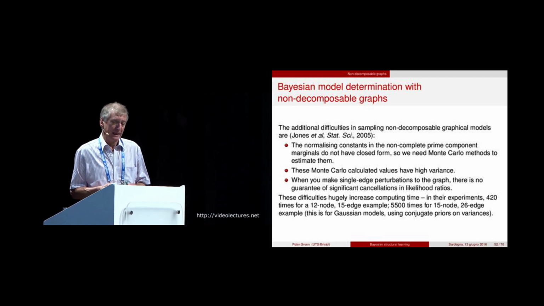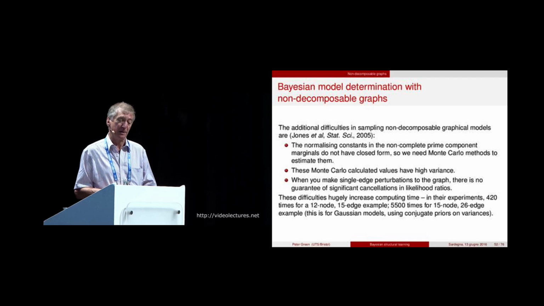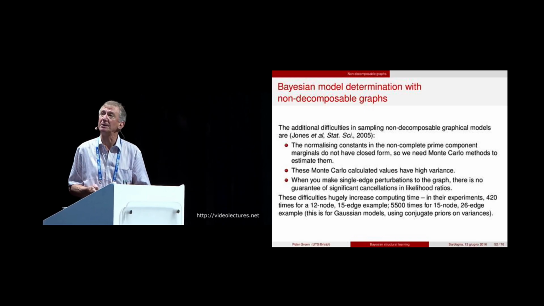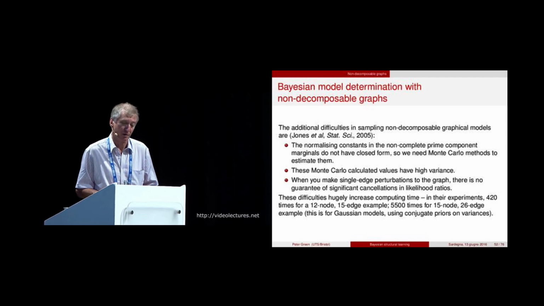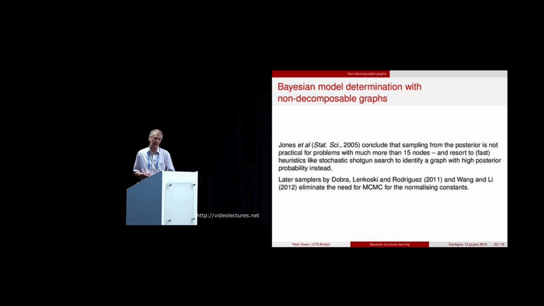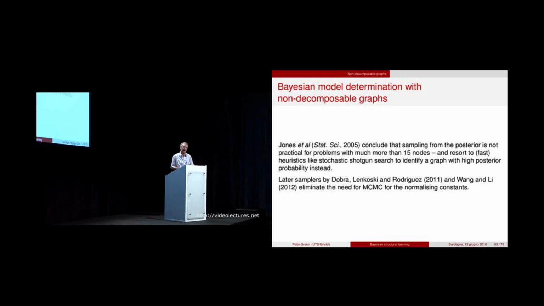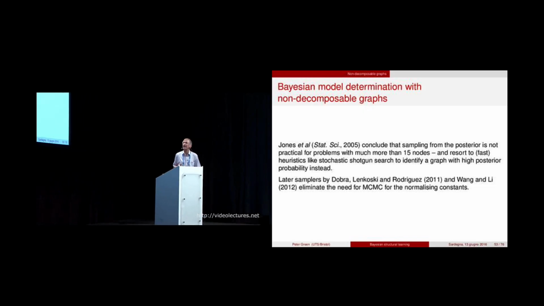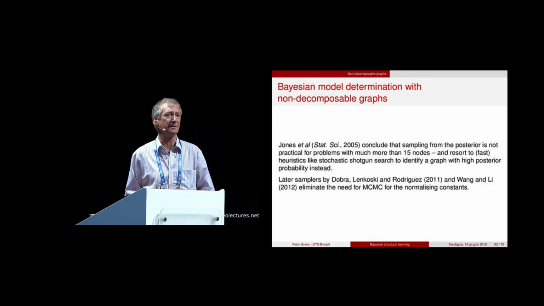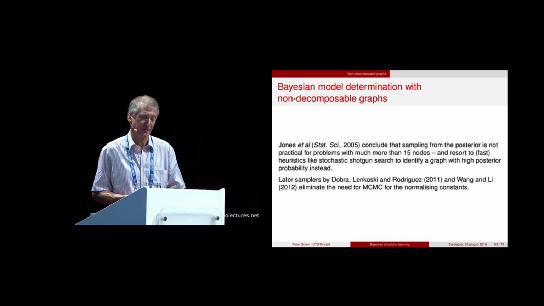Further, when you make single-edge perturbations to the graph, there is no guarantee of significant cancellation in the likelihood ratio. So these difficulties really add on computer time. In that paper, you can see the time scalings are enormous for still quite modest graphs. And their conclusion at the time was that posterior sampling was not practical for problems with more than about 15 nodes. And they resort to heuristics like stochastic shotgun search. Some of those difficulties have been ironed out later, and the need for MCMC and those normalizing constants has now been limited. But it's still the case that MCMC sampling for non-decomposable graphs is very, very much harder than for decomposable graphs.